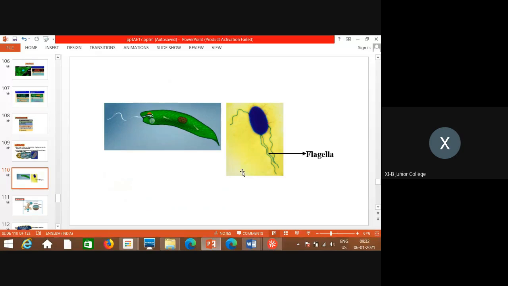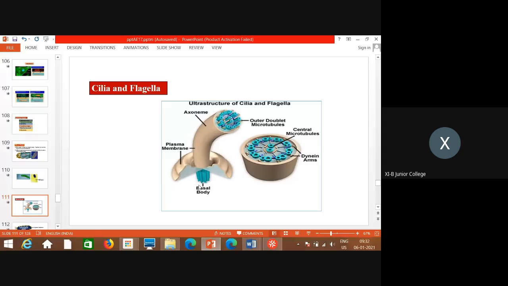In this structure you can see euglena and bacteria. These have long thread-like structures, either a single one or a few, but the number is less in the case of flagella as compared to cilia. Cilia are generally present all over the body. Flagella are either single or few, either at one side or at opposite ends, or sometimes all over the body, but very rarely. That is the difference between cilia and flagella.